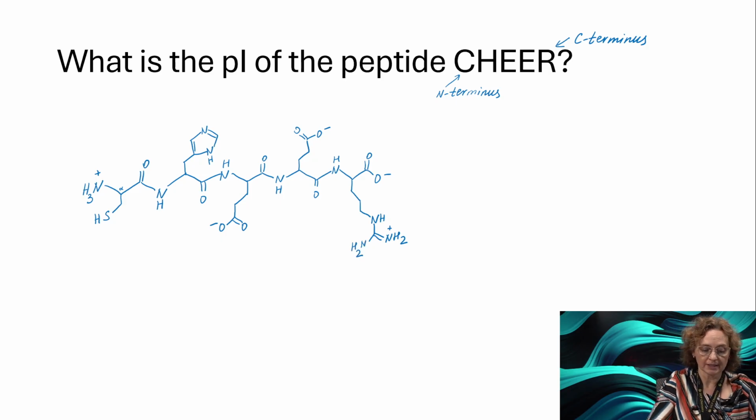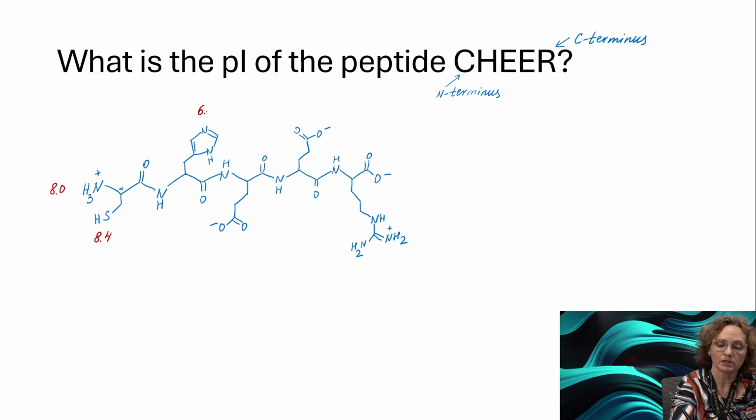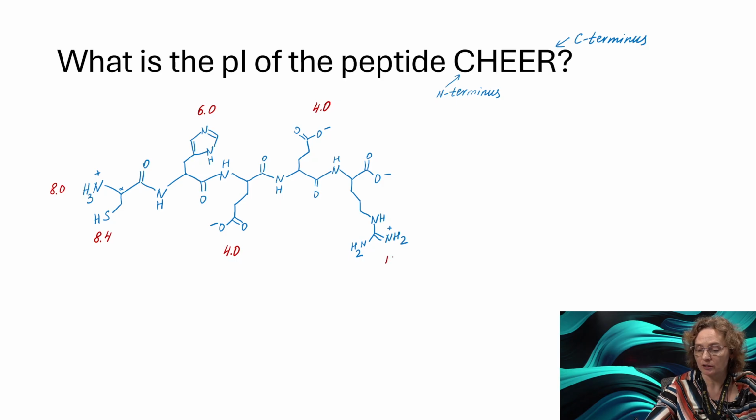Now, let's list pKa's for each of the functional groups. We'll start with the alpha amino group. In peptides, it is around 8. Then we have the cysteine side chain. It would be around 8.4. Histidine has a pKa around 6. Then for the glutamic acid side chain, we will use a value around 4. The arginine side chain has a pKa around 12.5. And finally, the alpha carboxyl group has a pKa of 3.5.